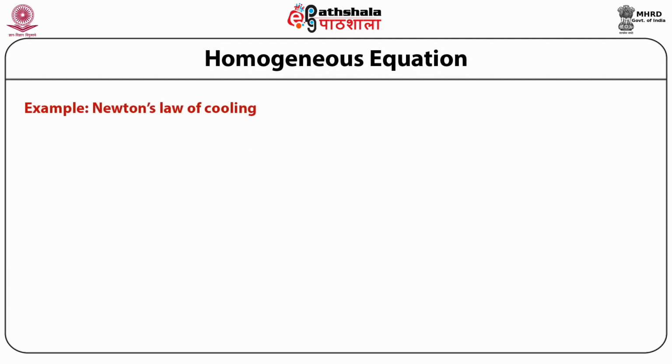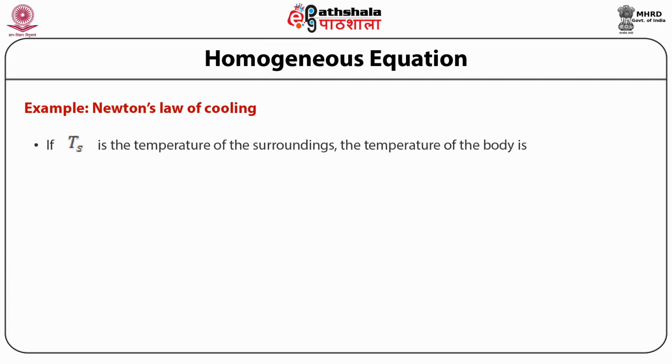Now, examples of linear homogeneous equations include Newton's law of cooling. According to Newton's law of cooling, under certain ideal circumstances, a body cools at a rate proportional to the difference between the temperature of the body and that of the surroundings.